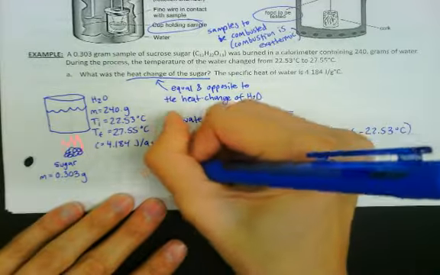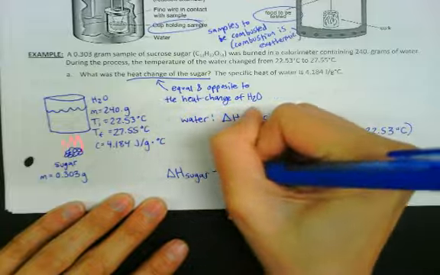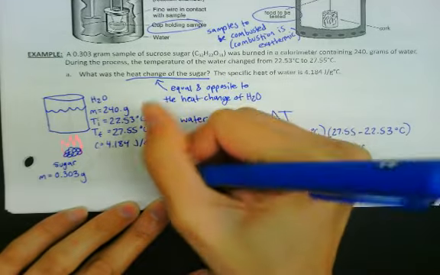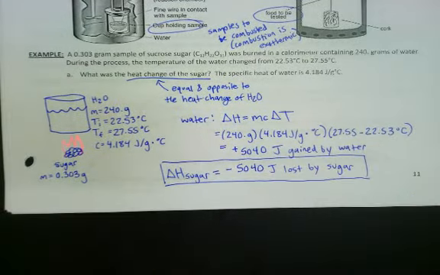So we've got this amount gained by the water. So what does that tell us about the delta H of the sugar, the sucrose, y'all? Negative 5,040 joules lost by the sugar. So that is our heat change of the sugar, using the heat change of the water to help us figure out the heat change of the sugar.